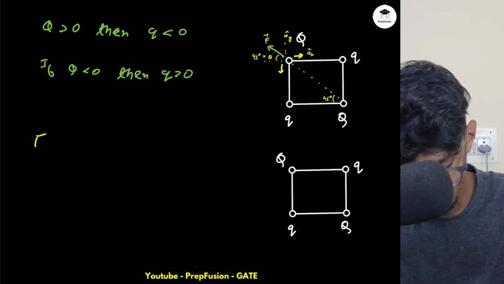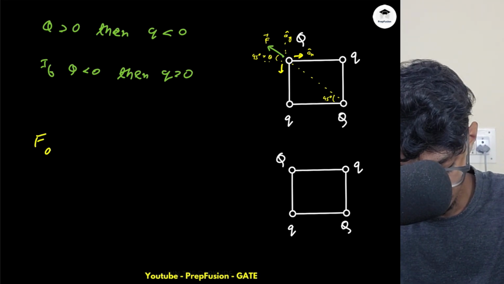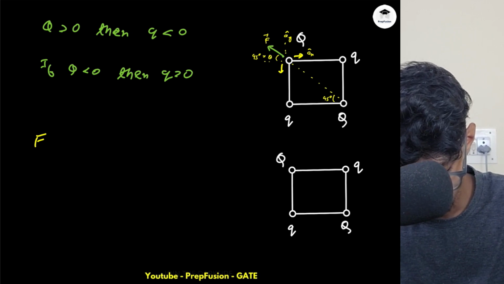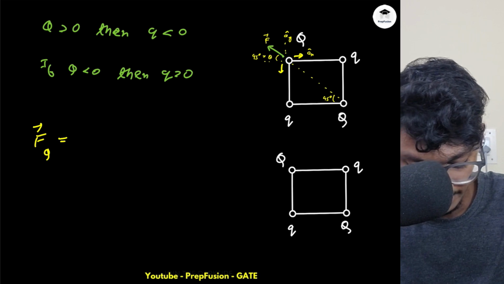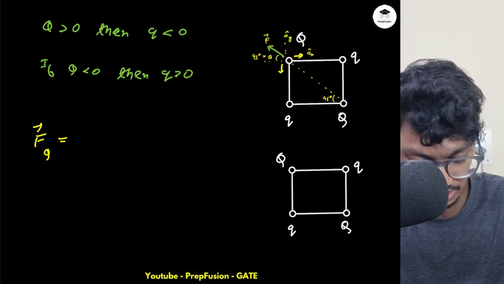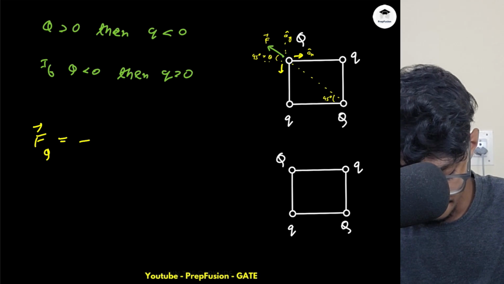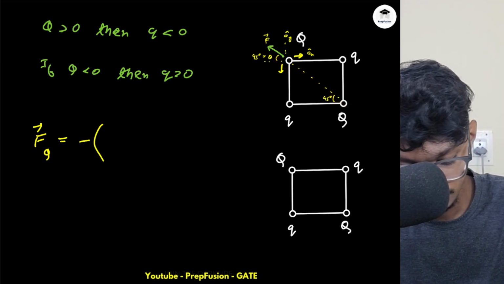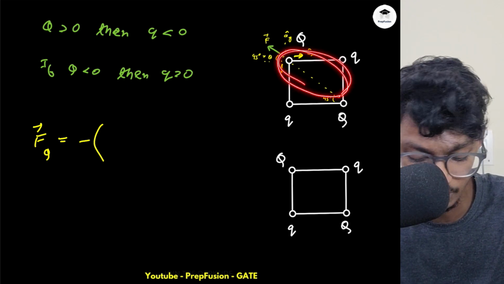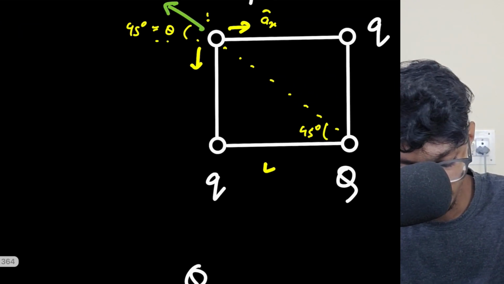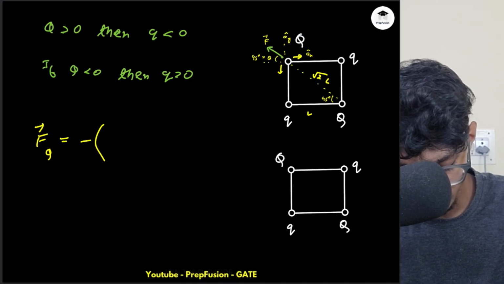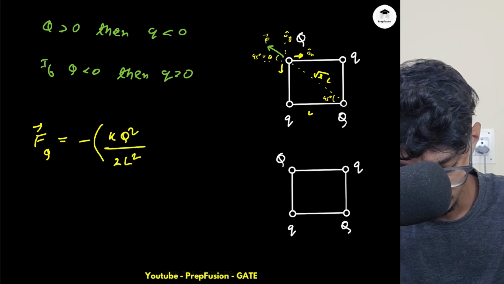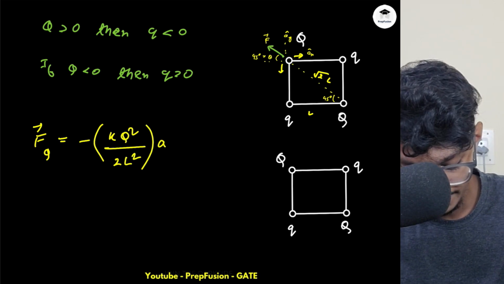So F in the x direction, F due to the capital Q, will be basically F vector cos theta and F vector sin theta. This is in the minus ax cap direction, so this will be minus k q square divided by the diagonal length whole square. What is the diagonal length? This is length L, so the diagonal will be root 2 L. So this will be k q square divided by 2L square, in the minus ax cap direction.